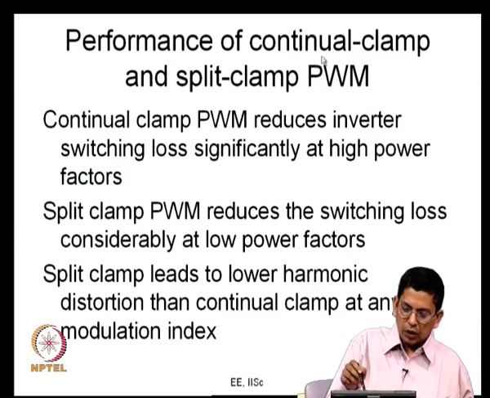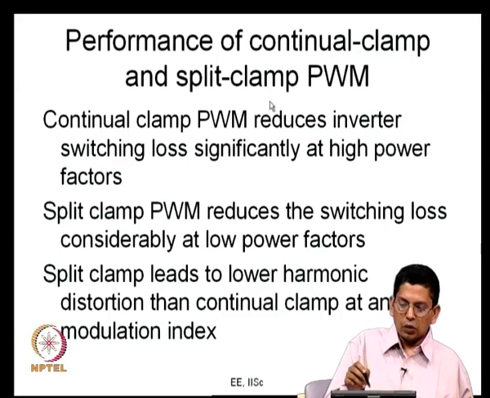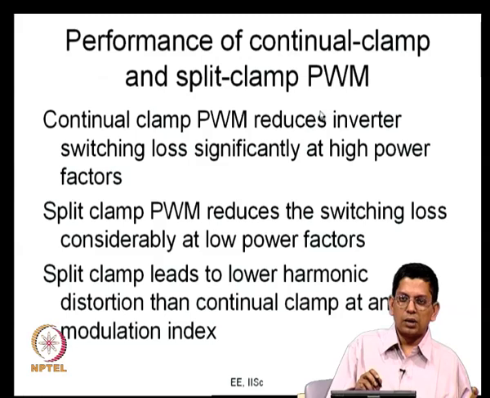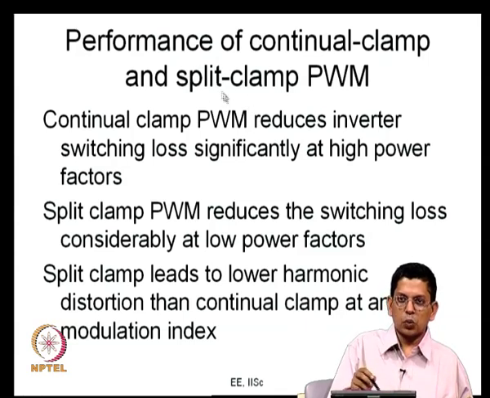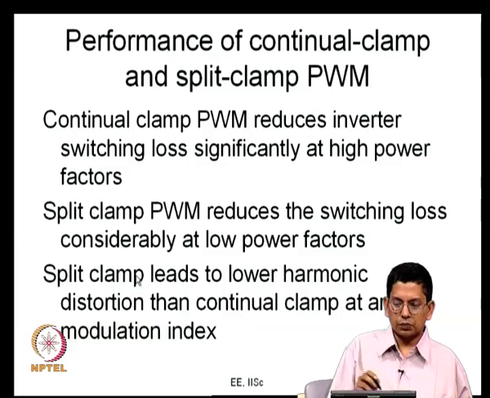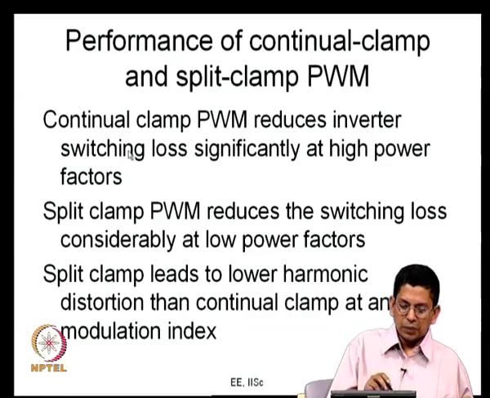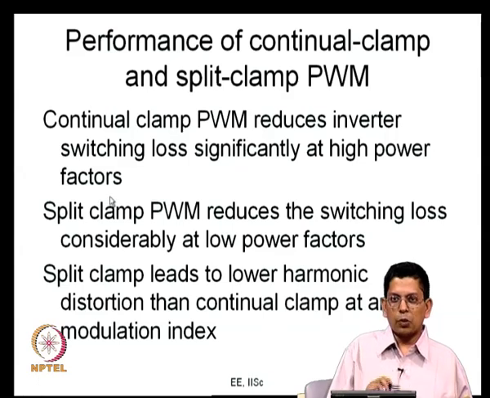So, if you take continual clamp PWM and split clamp PWM, in continual clamp a phase is clamped continuously for 60 degree duration in every half cycle, and in split clamp PWM a phase is clamped for some duration gamma and 60 minus gamma, so they add to 60 degree in a particular half cycle. So, it is clamped for some duration gamma in the first quarter and 60 minus gamma in the second quarter. So, the clamping duration is split into 2, gamma and 60 minus gamma, and hence the name split clamp PWM. What has been seen is that continual clamp PWM reduces inverter switching loss significantly at high power factors.